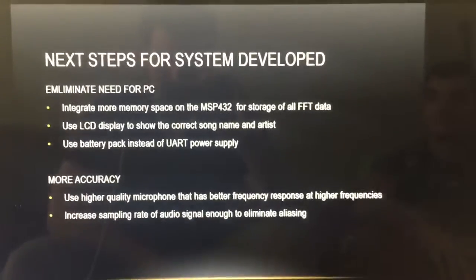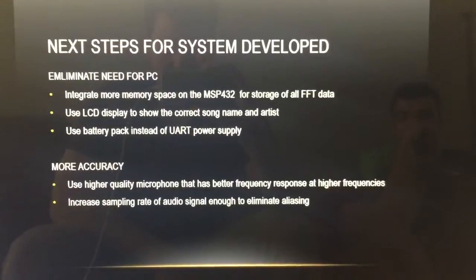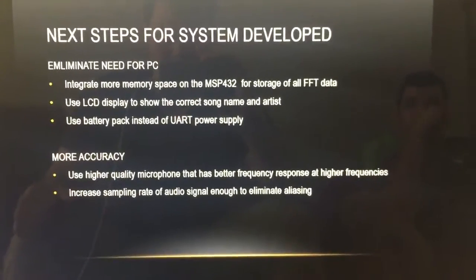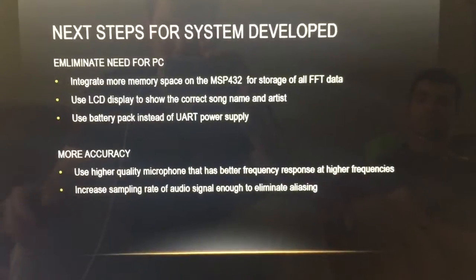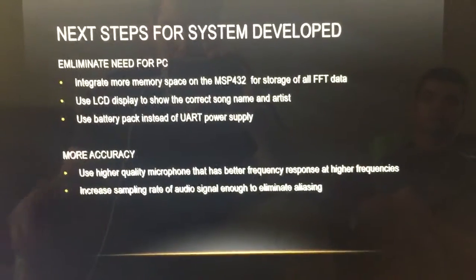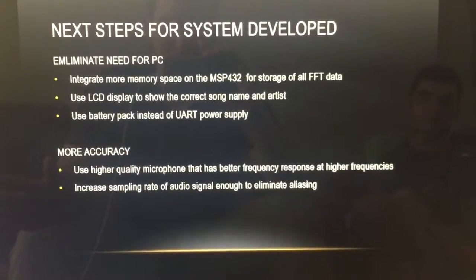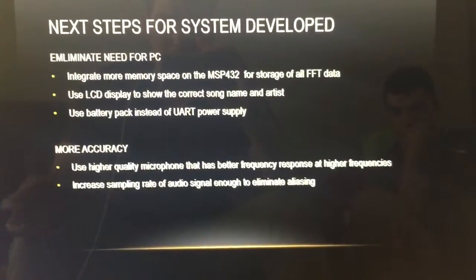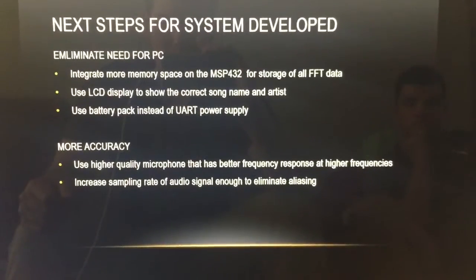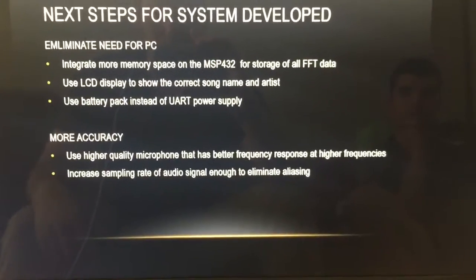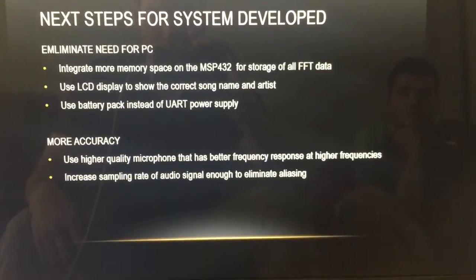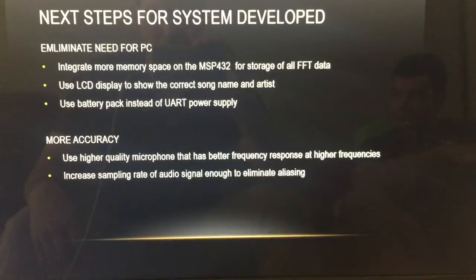Next steps for system development: eliminate the need for a PC. If we had more storage in the 432, then we can do it all just there. And then to also eliminate the computer, use the LCD display to show the name of the songs. For more accuracy, simply increase the sampling rate and do a little more frequency filtering.